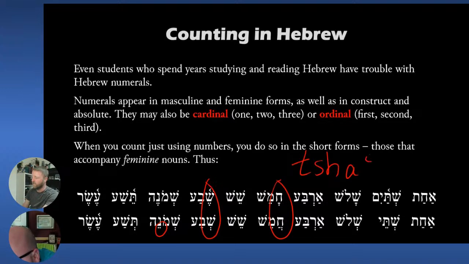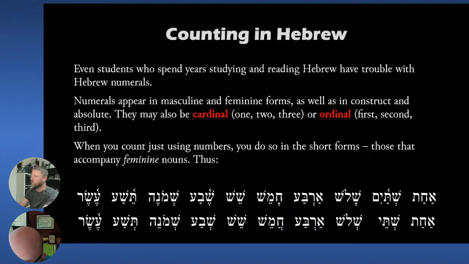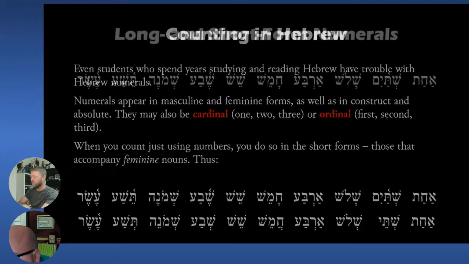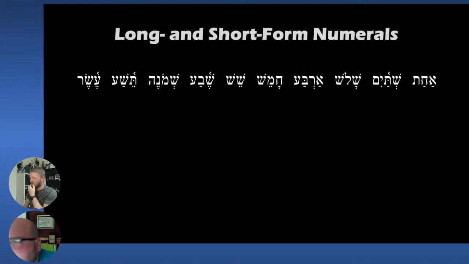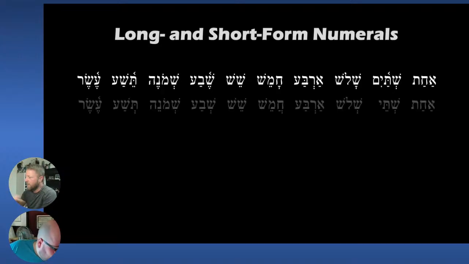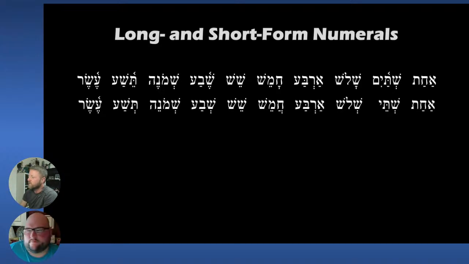T-S-H-A-I-N. Cha. Cha. Not tesha, but cha. And eser stays as eser. So we're not going to really deal with the construct forms except when we get into the teens. So we'll look at it in a second. So these are the numbers again. 1, 2, 3, 4, 5, 6, 7, 8, 9, 10. These are the construct forms that we'll go over with the teens.